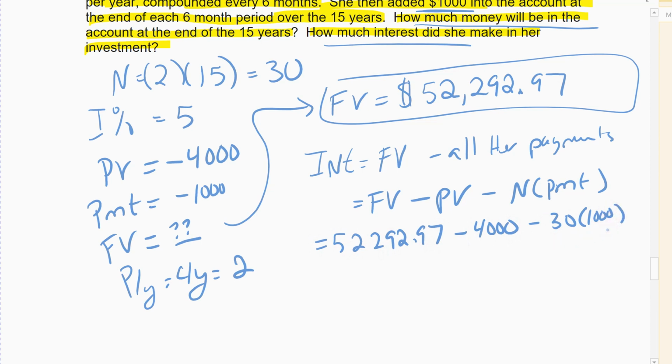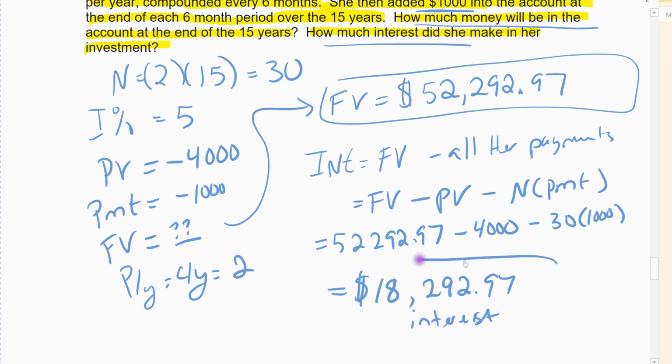So 30 times, because over a 15-year period, twice a year, she invested $1,000. That's $30,000 just right there. So she personally put in $30,000 into the account, plus another $4,000. And so altogether, that's the amount she invested. The rest of it came from the interest that compounded over 15 years. Which in this case, since the time is a long amount of time, it's actually a significant amount of interest. She earned $18,292.97 in interest over the 15-year period. Because again, she didn't touch her money for 15 years. So that's extra. That's money that she got by investing.